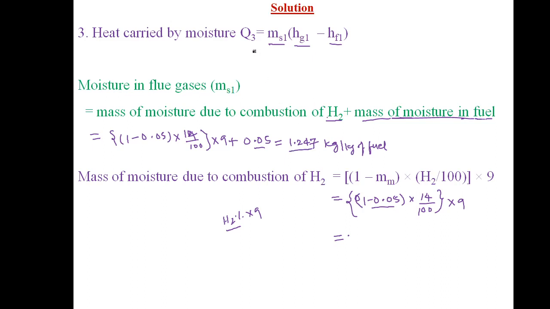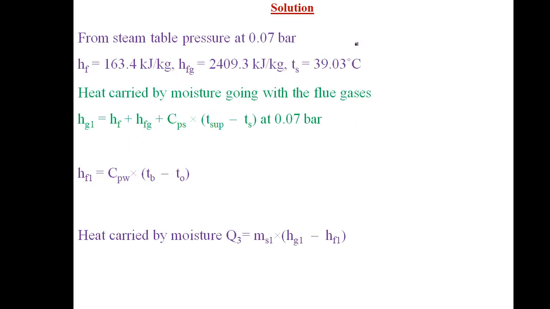So now we can substitute it here. Mass of moisture produced, ms1, is known to us now. So now the remaining two things we have to find out are hg1 and hf1. That we will find out, and afterwards we will come back to this equation and substitute these values in this equation. So now from the steam table at 0.07 bar, what is given in the problem itself?